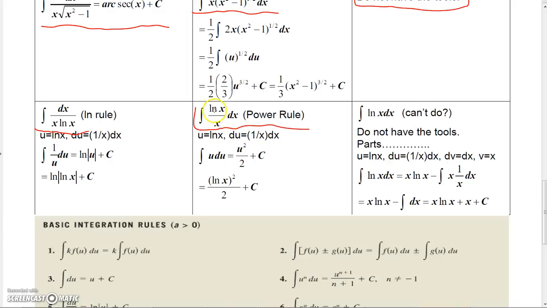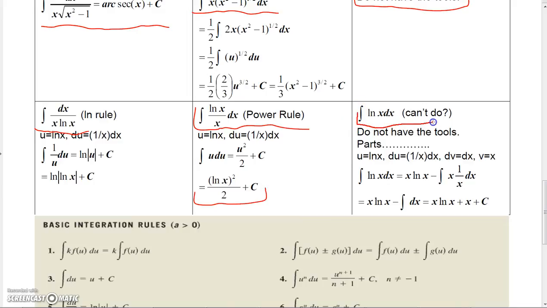because here this is actually just going to be u du, because if you let u be natural log of x, then du is just going to be dx over x. So you're just going to get u du, and then you can use the power rule and get u squared over 2 plus a constant. And u is natural log of x, so you do that.